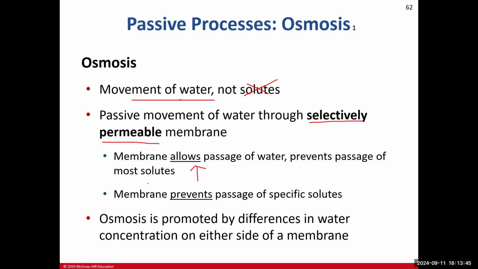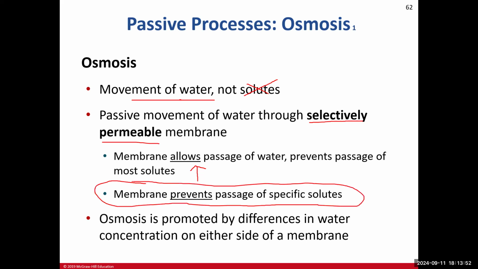All right, so keep in mind, and this is a very important concept, your plasma membrane is going to prevent the passage of specific solutes. Example, sodium. It prevents the passage of sodium because it's charged. Right? And so, how does sodium get across the plasma membrane? Through facilitated diffusion. We have a special transport protein that allows for that. So we'll see that.